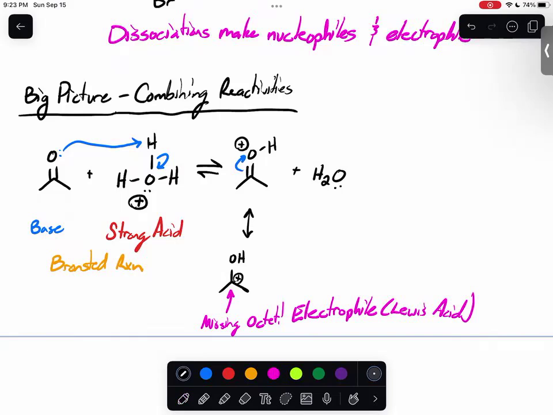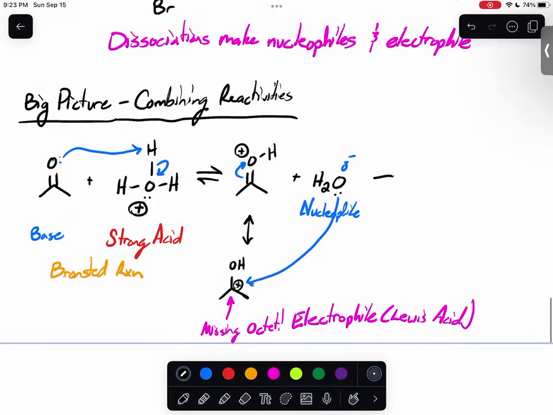And this water is a nucleophile, right? Because that oxygen is partially negatively charged. So if nucleophile gives its electrons to electrophile, we have suddenly generated something a little different. This is now another product that we could form.